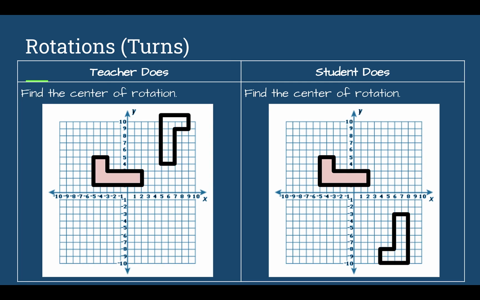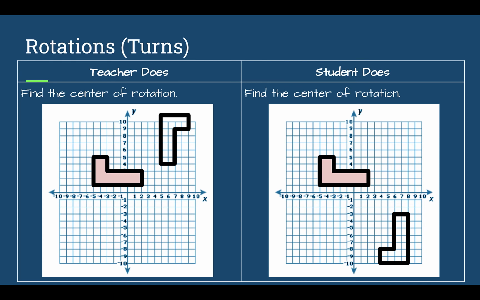Next, we are going to look at finding the center of rotation. So when finding the center of rotation, the first thing that I'm going to do is just kind of look at the shape and see if I can figure out at least how many degrees it was rotated and in what direction.